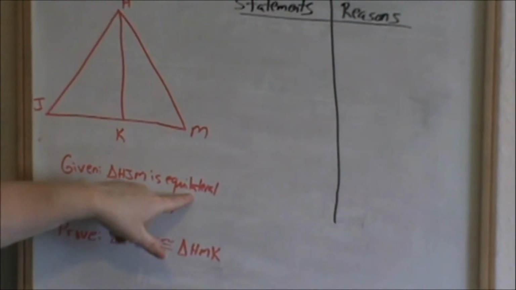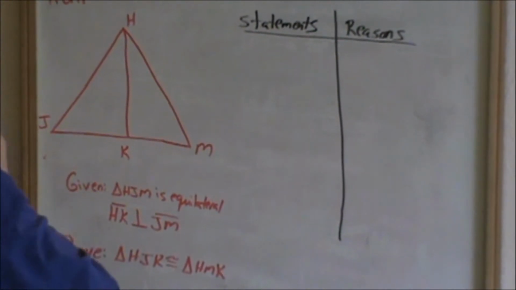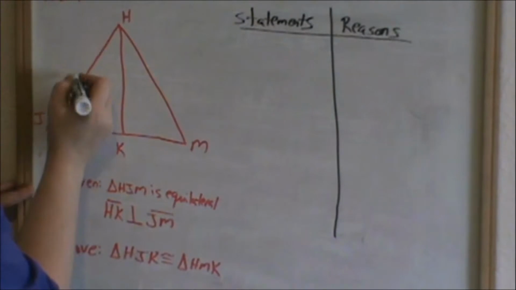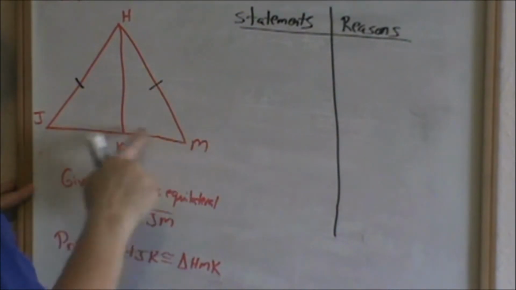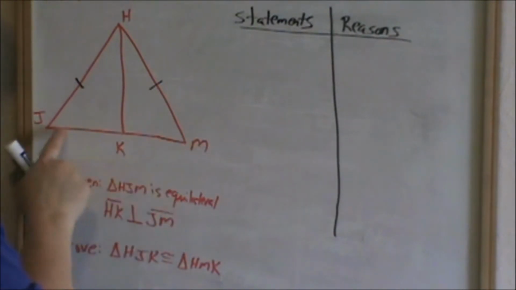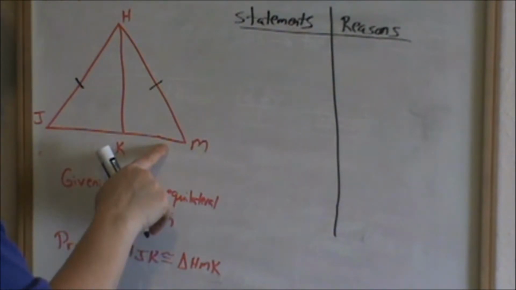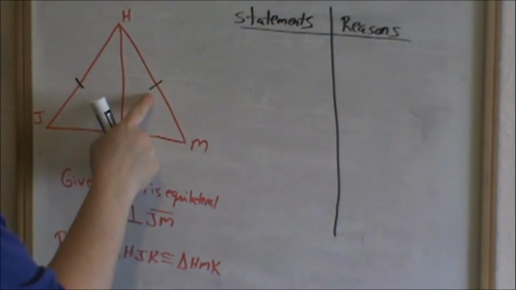What do we know about equilateral triangles? Equilateral triangles means that all sides are congruent. So it means this side is congruent to that side, and it would also be congruent to JM. Okay? Since JM, that whole side, is not completely in one of my triangles, I'm not going to mark it. I'm just going to mark that these two sides are congruent.